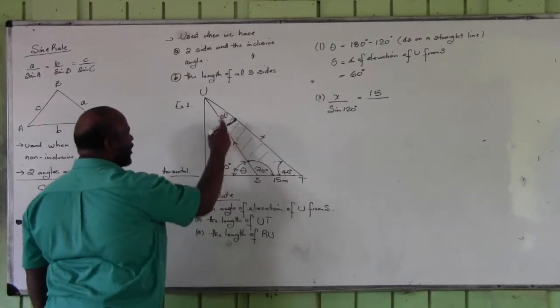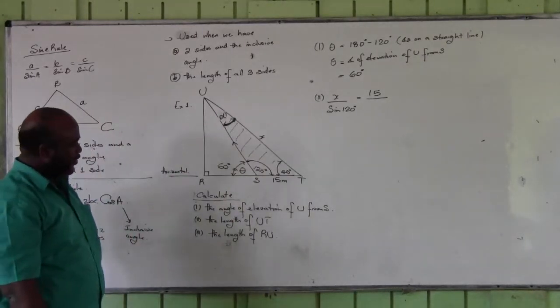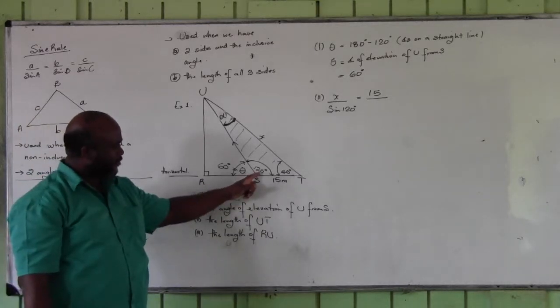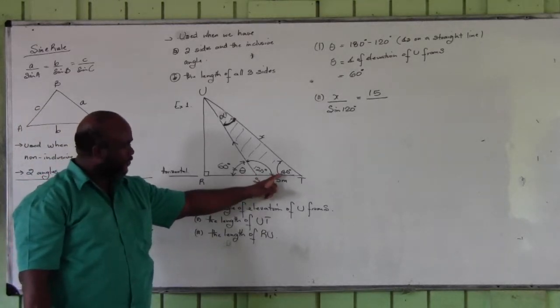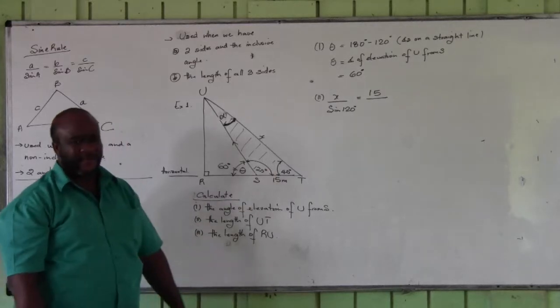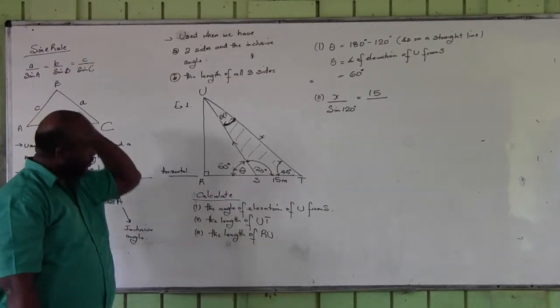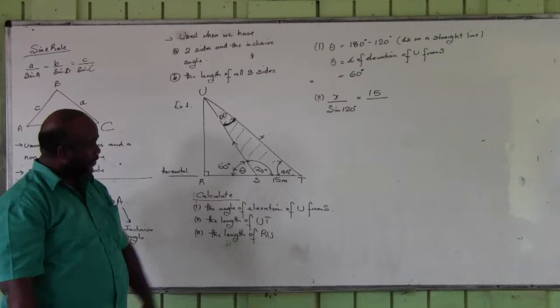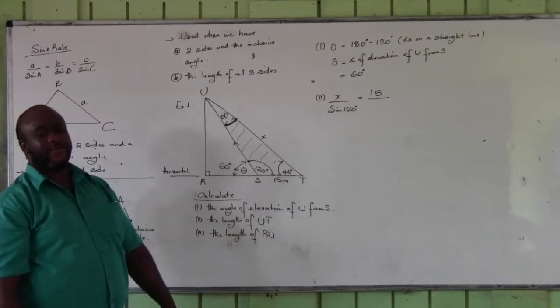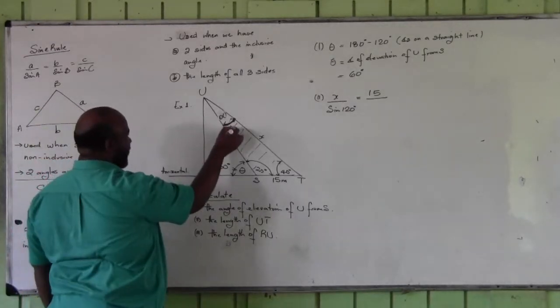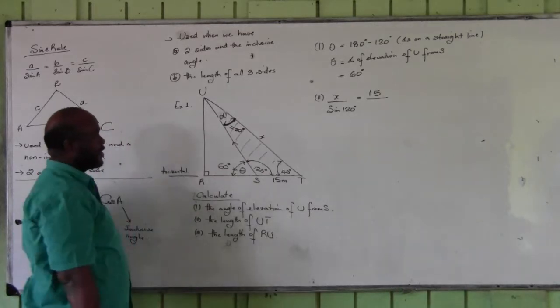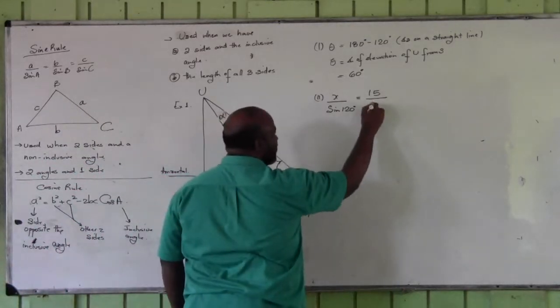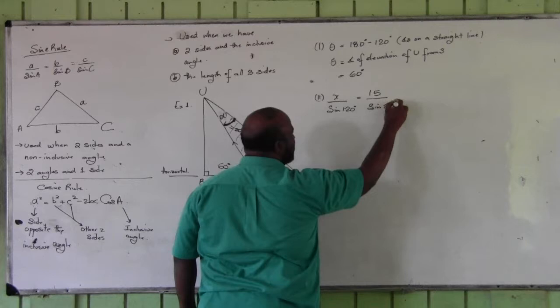The angles in a triangle must add up to 180. This is 120 plus 40, 160. 160 from 180 is 20. So this is the sine of 20 degrees.